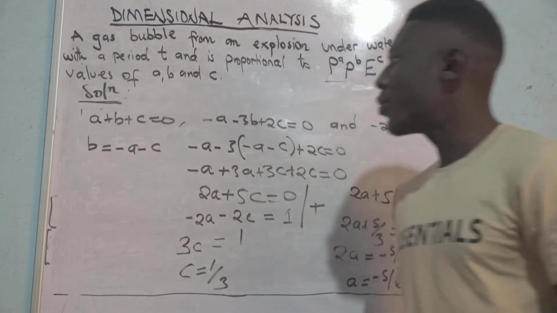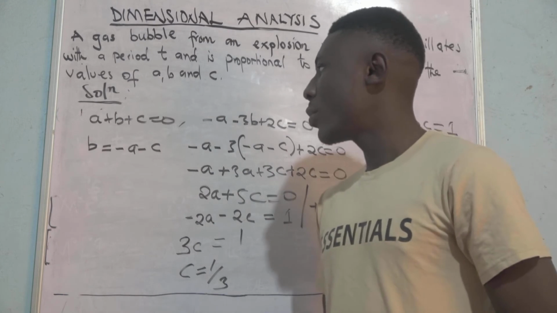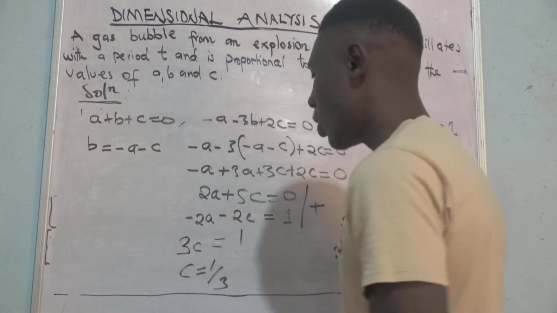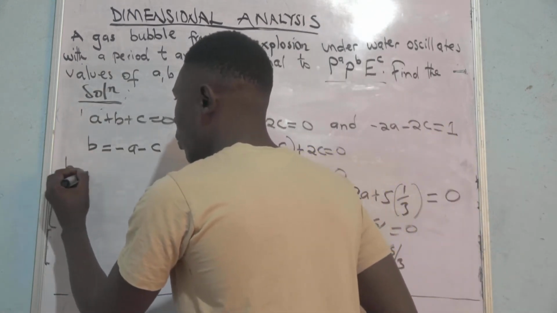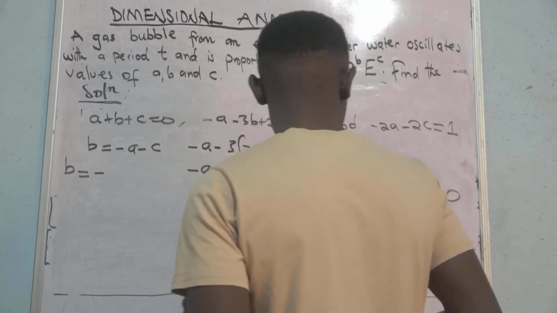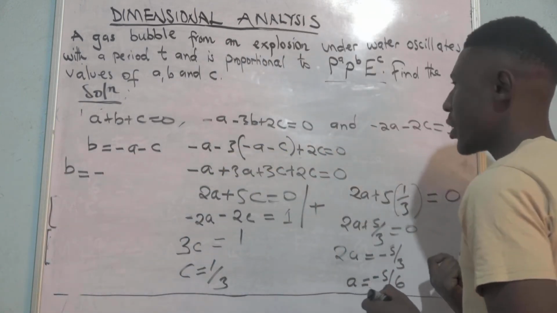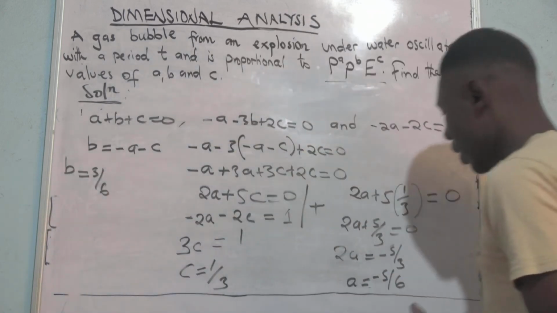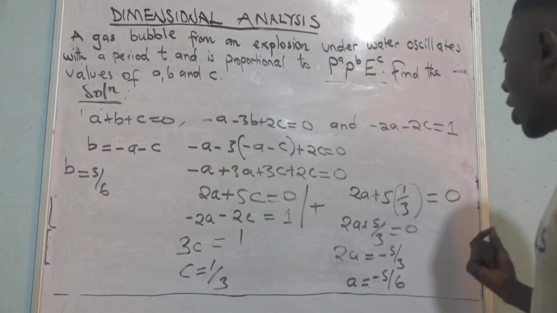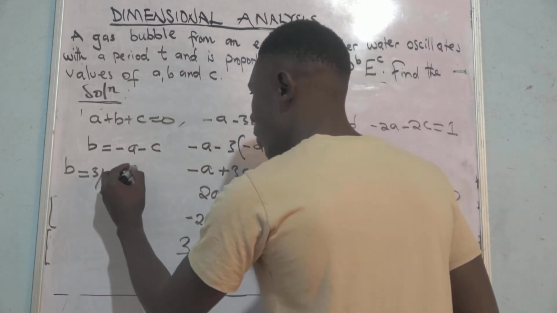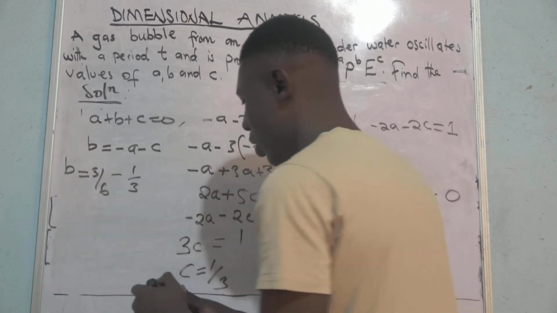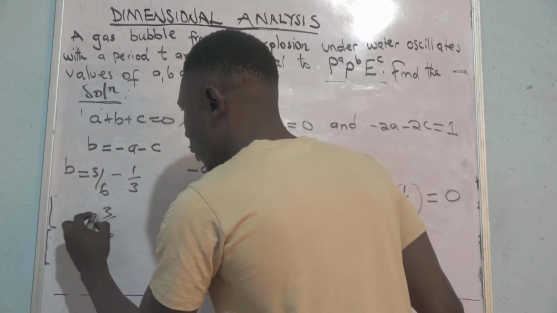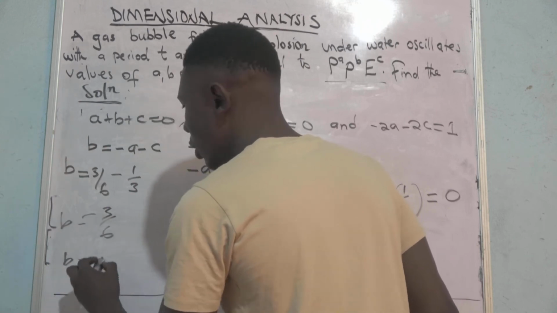So we can go back to what we did in the first equation, where we had b equal to negative a minus c. So here we're going to say our b will be equal to negative, the value for a is negative 5 over 6. Now when it multiplies this negative, it will become positive 5 over 6. Then we subtract what we have for c, which is 1 over 3. Now when this is done, when you do your simple mathematics, you are going to get 3 over 6 for b, which will just give us b to be equal to half.